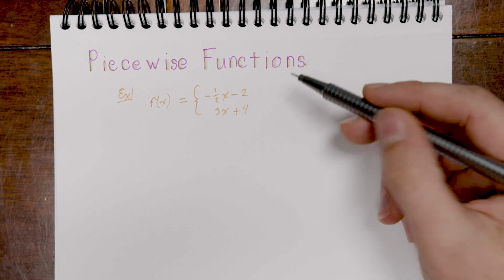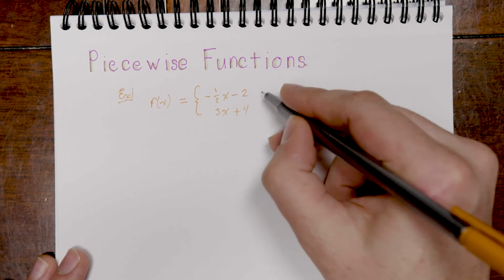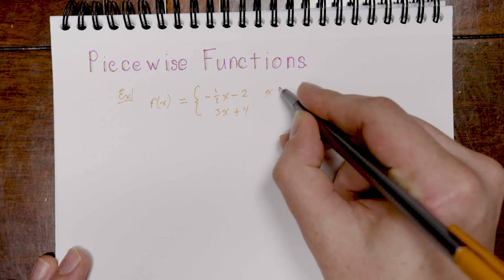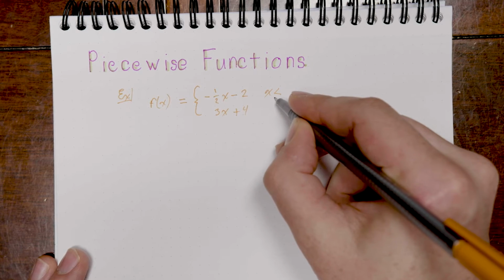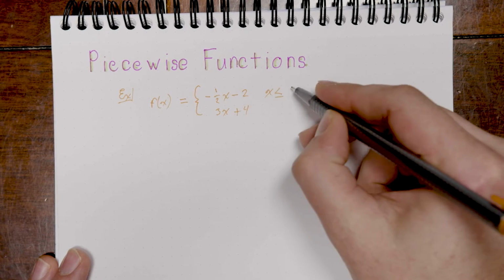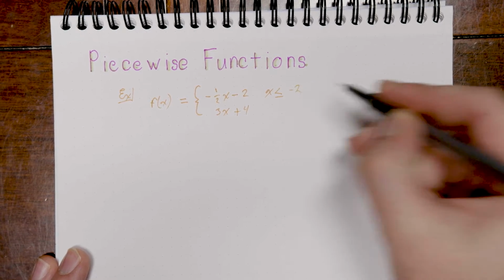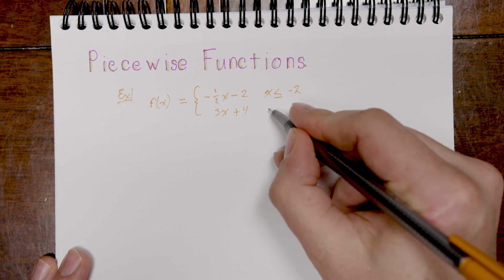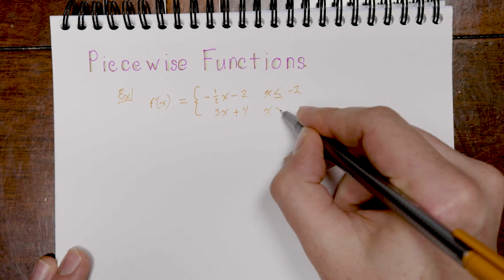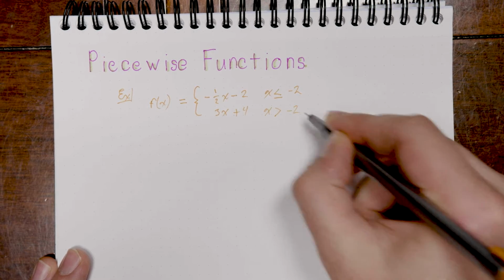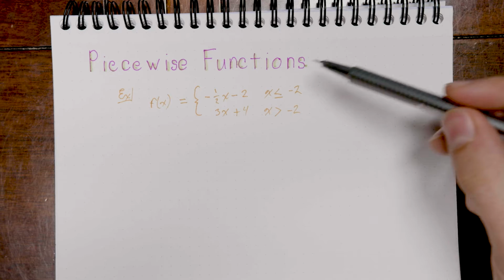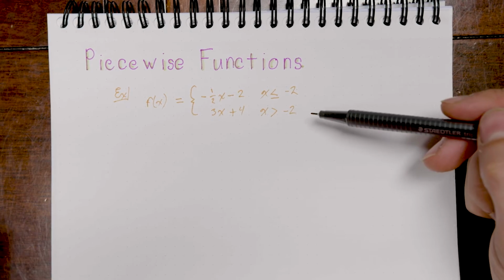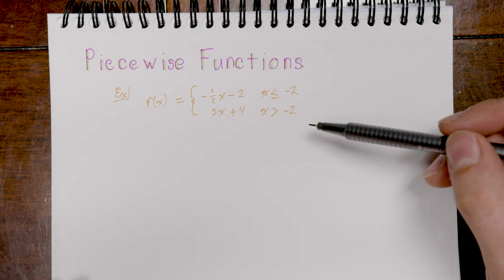Okay, so this first one, we're going to say that it is for x less than or equal to negative 2, right? And then this next part we're going to say is for x greater than negative 2. This overlap, where these numbers are the same, is really common. You don't have to have it in a piecewise function, but it's really, really common.